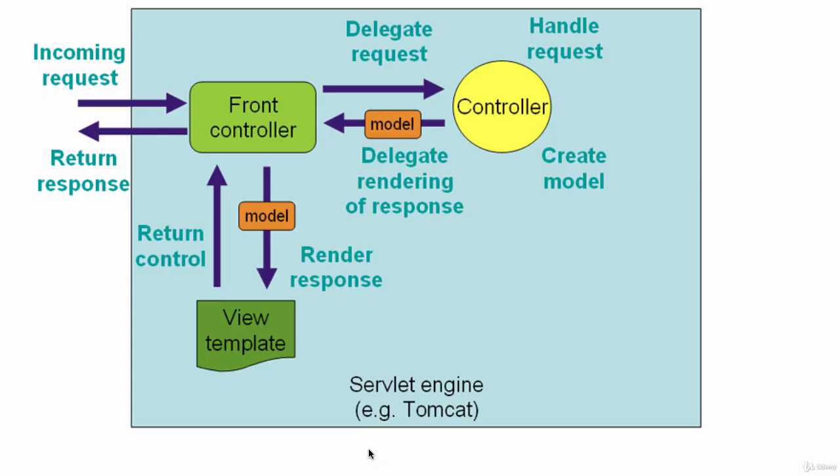Let's now understand the architecture of Spring MVC with a small diagram. The most important part of the Spring MVC architecture is the front controller. What's the front controller? Think about it. Yep, you're right. It's the dispatcher servlet. So the front controller finds the right controller to handle the request.